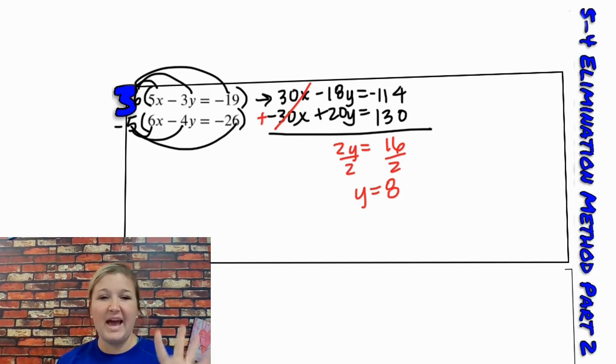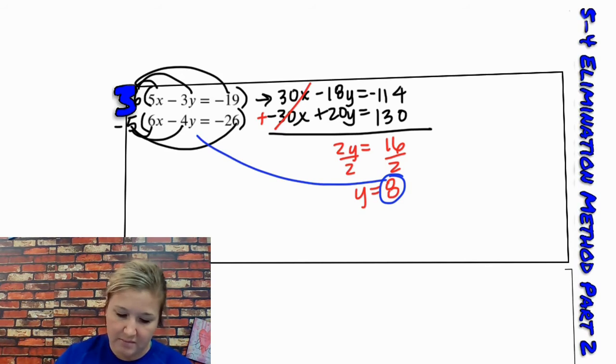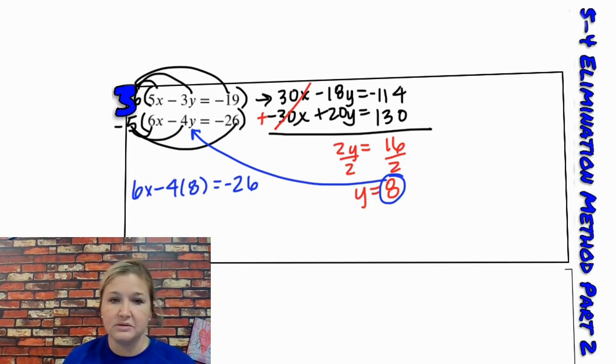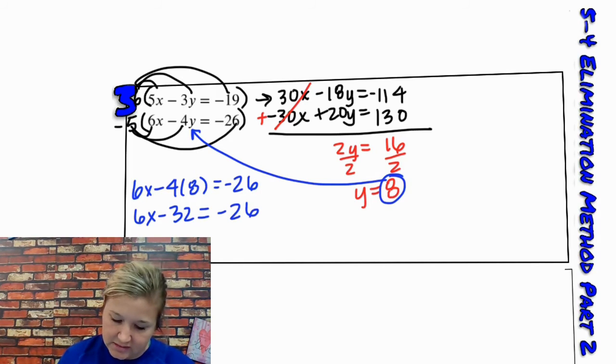Now I can take that y, and I have 4 equations that I can go back and plug it into. I'm going to choose ones with the smaller numbers. That's just me. So I think I'll use the second equation here. I'm going to plug it in for y there. So I have 6x minus 4 times 8 is equal to negative 26. And then I have 6x minus 32 is equal to negative 26.